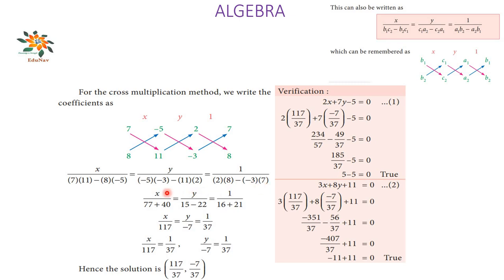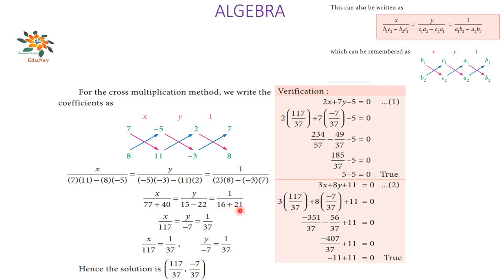Simplifying it further, we have x divided by (7 into 11 will be 77, minus 8 into -5 will be plus 40), that's equal to y divided by (-5 into -3 will be plus 15, minus 11 into 2 will be minus 22), that's equal to 1 divided by (2 eights are 16, minus -3 into 7 will be plus 21). That is how we have the step x divided by (77 + 40), equal to y divided by (15 - 22), equal to 1 divided by (16 + 21).